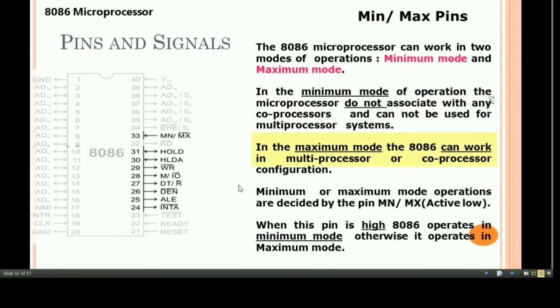In the maximum mode, the 8086 can work in multiprocessor or coprocessor configuration. Means during maximum mode, along with the 8086, other processors or coprocessors are also working. Minimum or maximum mode operation is decided by pin number 33, MN/MX bar. When this pin is high, the 8086 operates in minimum mode. Otherwise, when the pin is 0, it acts in maximum mode.